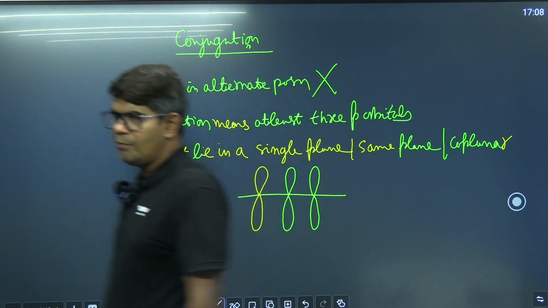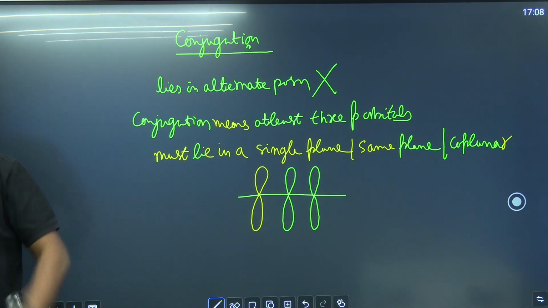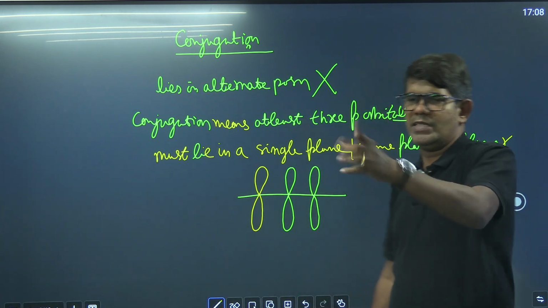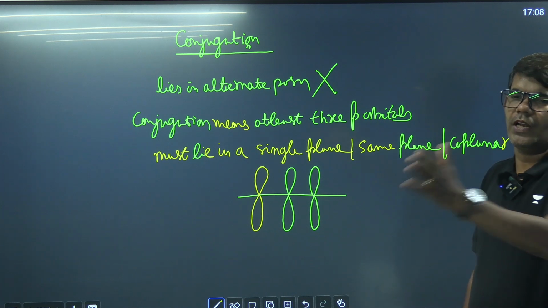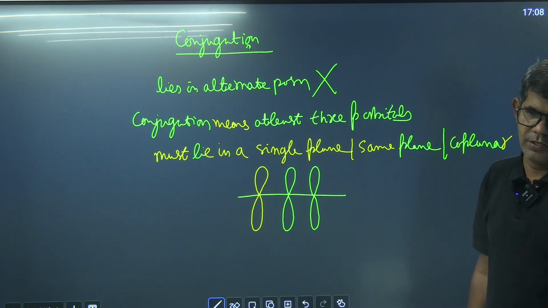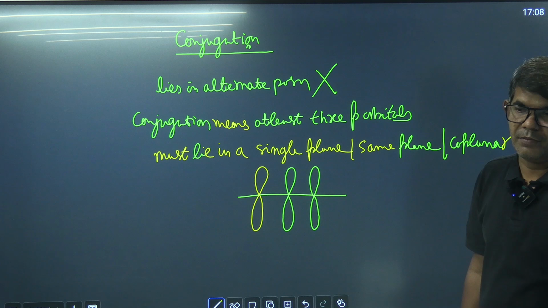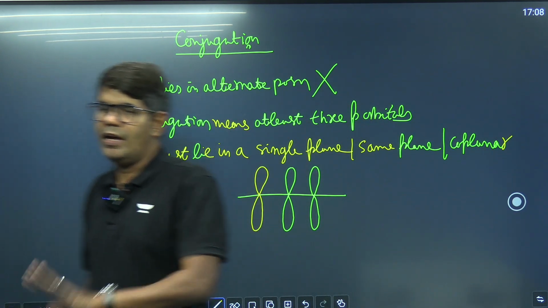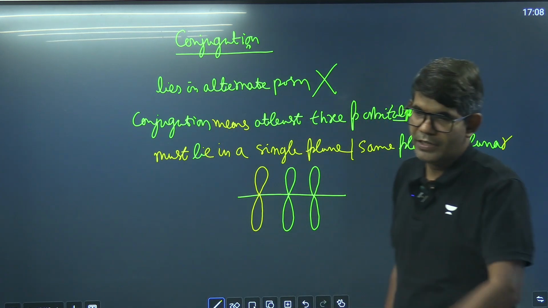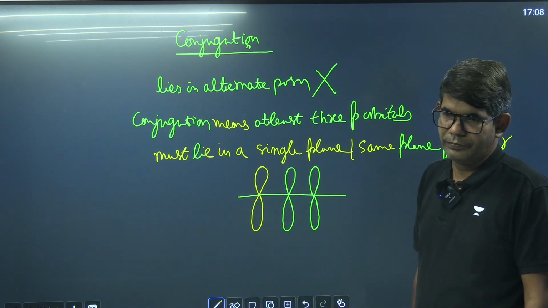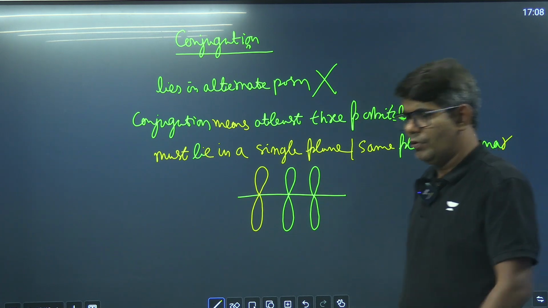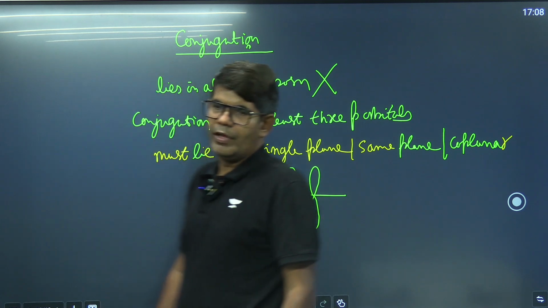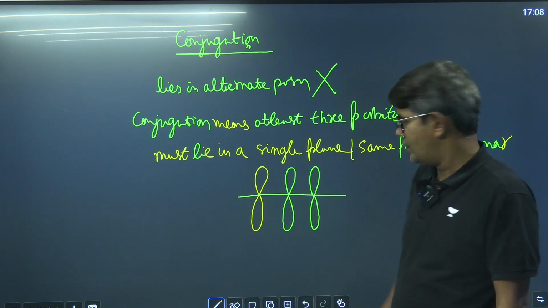But 99.9% of the times you come across that whenever a conjugation is established with respect to the pi system, they usually lie in alternate positions. So that is the reason most of the times you easily get carried away that conjugation means lying in alternate positions, but it is not 100% right. So let me explain this concept in more detail, where conjugation can be established.